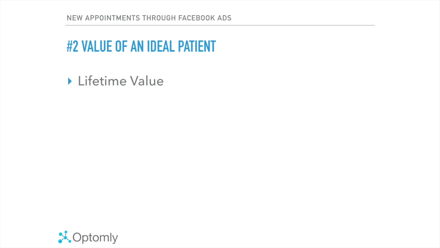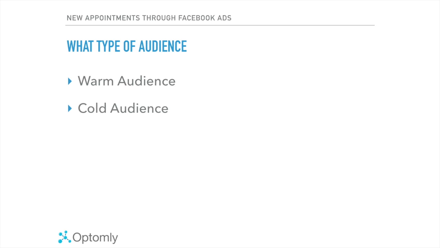Secondly, find out the value of one of your ideal patients. If you're a behavioural optometrist, consultations and vision therapy might bring in around $900 per patient per year. So think about what side of the practice that you want to grow, and then use Facebook ads to attract more of these types of people.